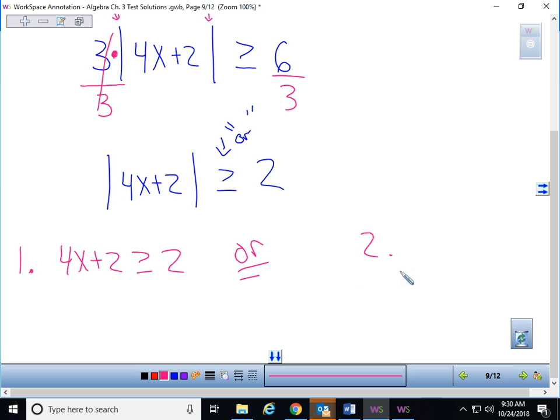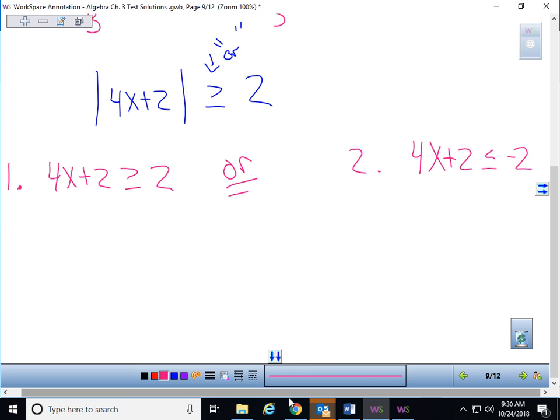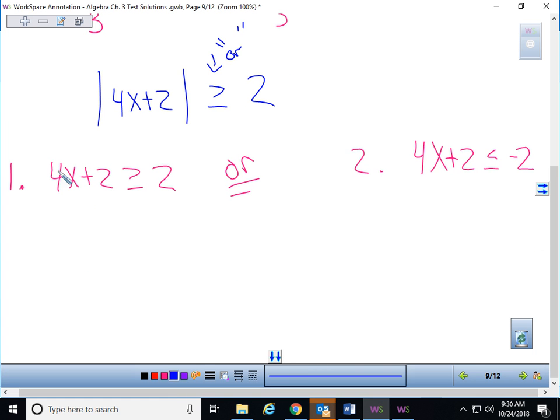The second problem, remember we don't ever change anything inside the absolute value. You just have 4x plus 2. What changes is the inequality symbol. It turns to the opposite direction, so less than or equal to. And you change this 2 to be the opposite. So right now it's a -2. And we're just going to solve these 2 inequalities.